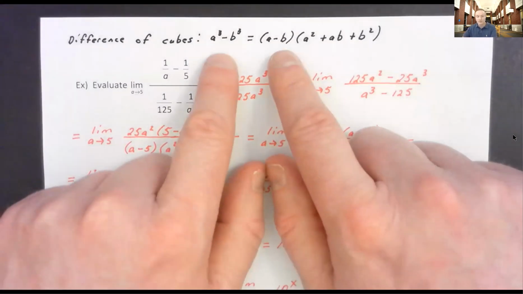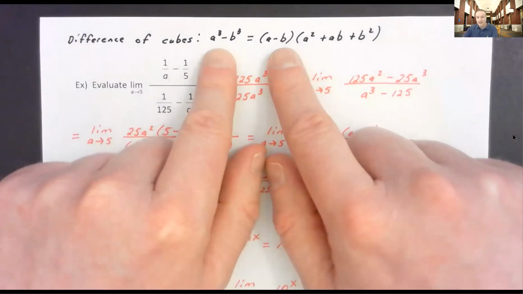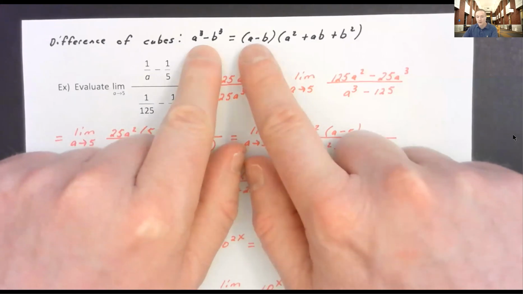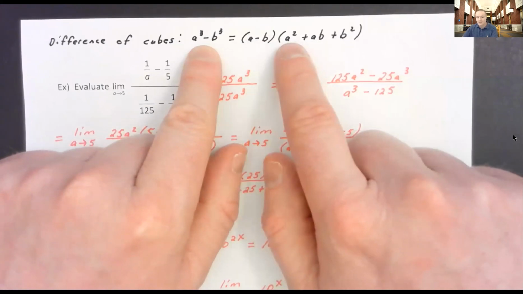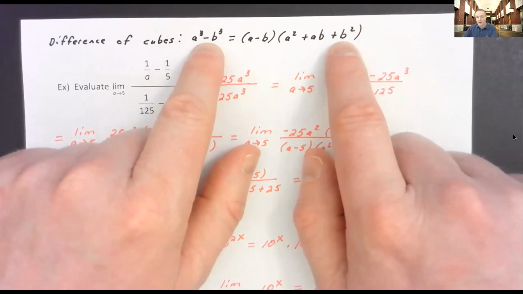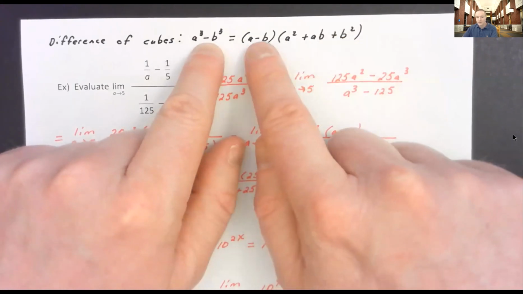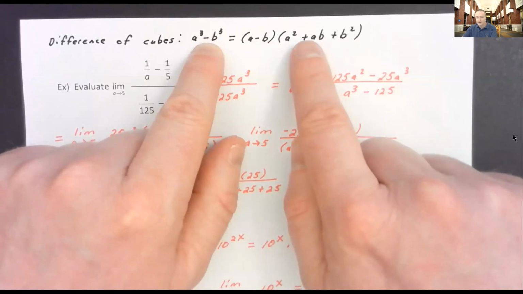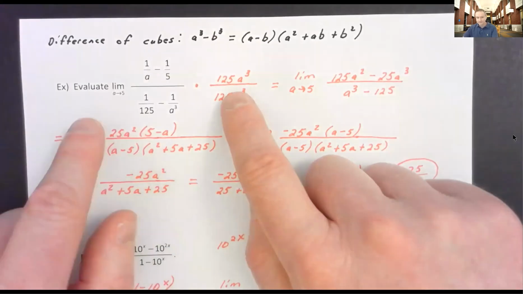Please do remember your difference of cubes formula: a cubed minus b cubed is equal to a minus b times a squared plus ab plus b squared. If it were sum of cubes, the only difference is you have a plus sign here and a minus sign here. That's it. They're the same formula other than that.